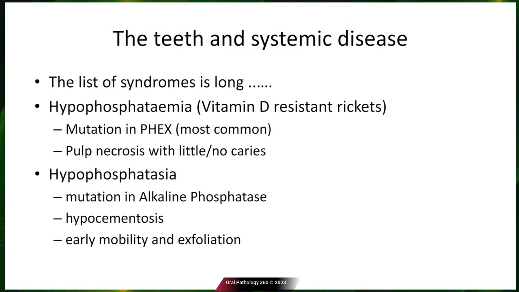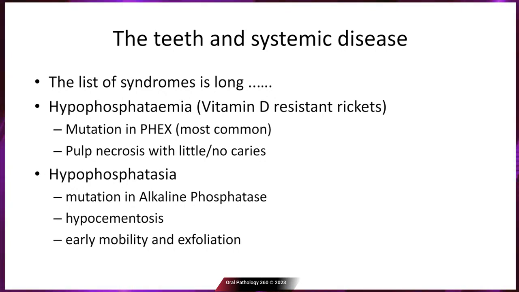Moving on in this acquired region of conditions, we then have to consider the teeth and systemic disease. Now, some of these, of course, you say, well, we've already dealt with some of them in relation to chronological hypoplasia, and that is very true. But the list of syndromes which may well affect the teeth, I'm not talking about developmental abnormalities of teeth syndromes, I'm talking about general syndromes which relate to systemic health, which have an effect on the teeth. There are two particular conditions which are worth talking about.